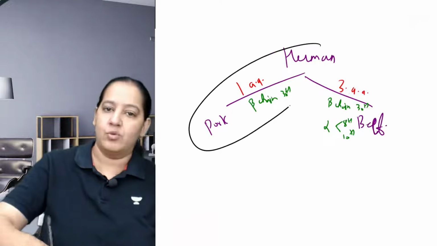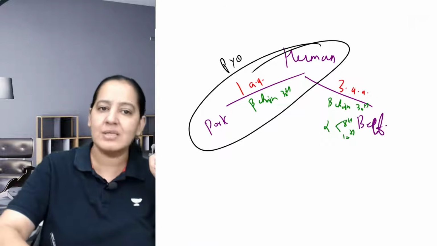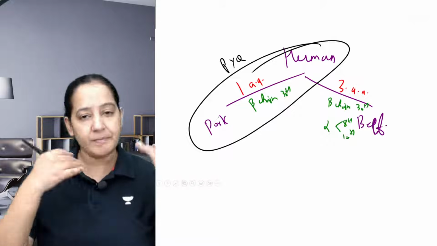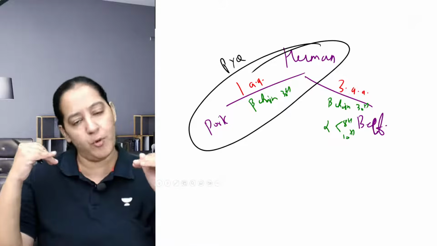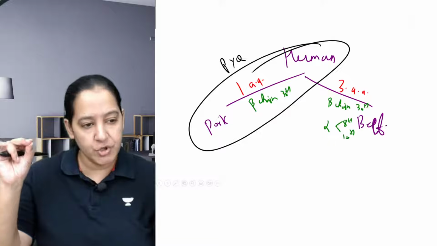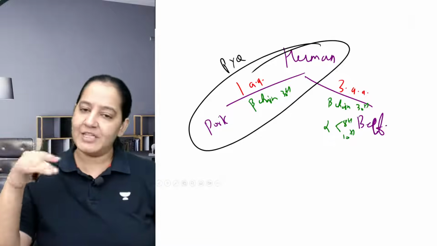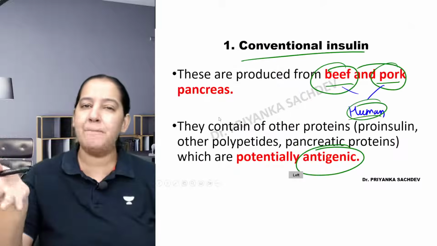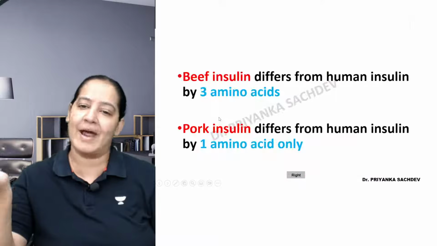So this is an MCQ in your PYQs. It is an MCQ of FMGE. So among the two, who is more close? Or both are equal? No, both are not equal. You should know why it is there. So that's why both are antigenic. But you can say pork is less antigenic and beef is more antigenic, right?